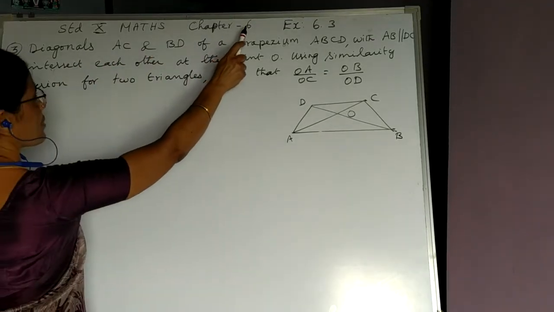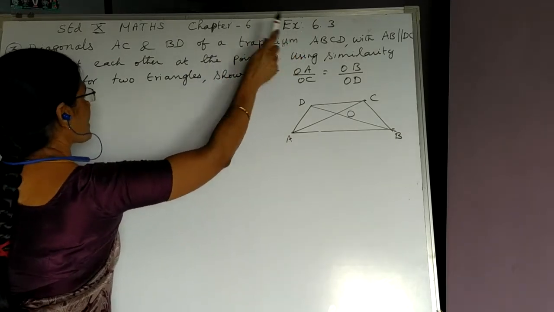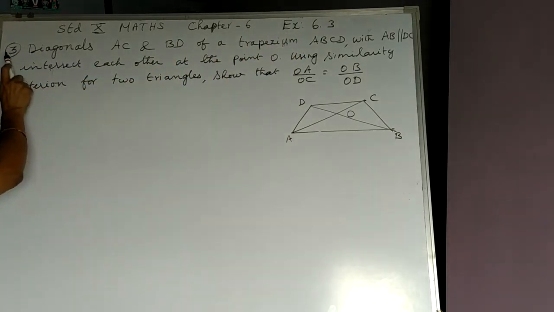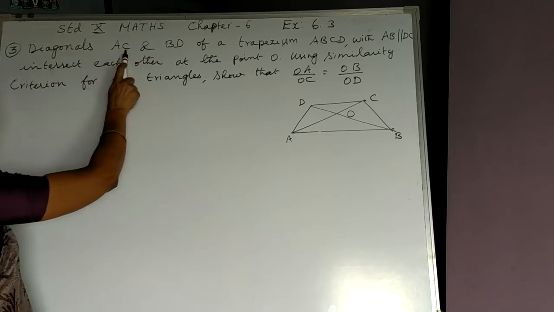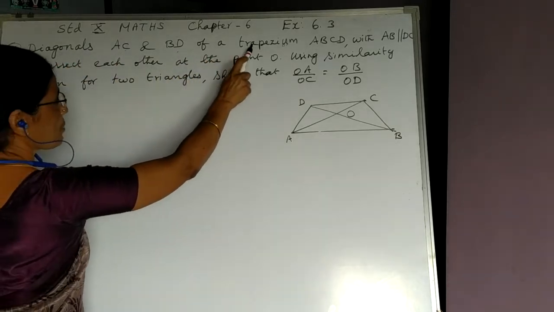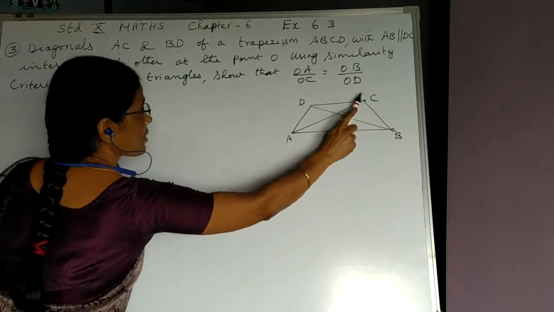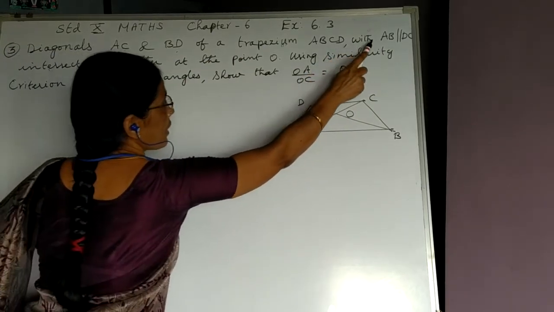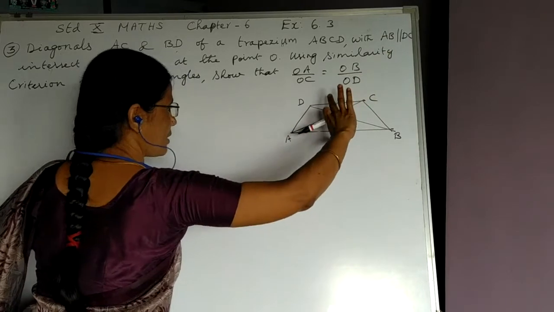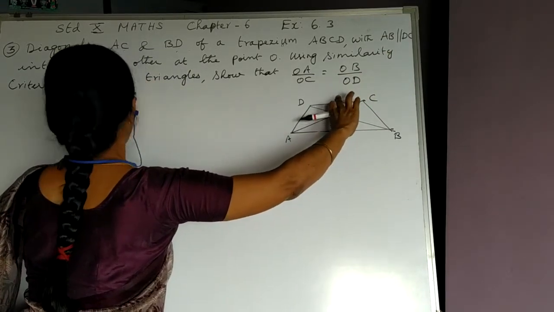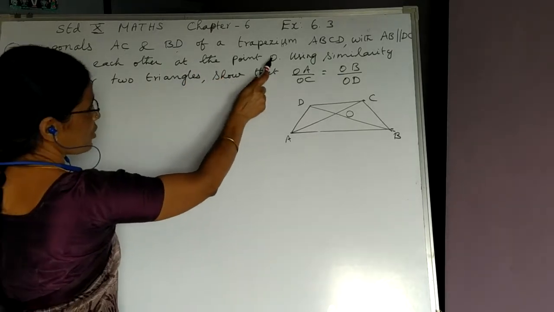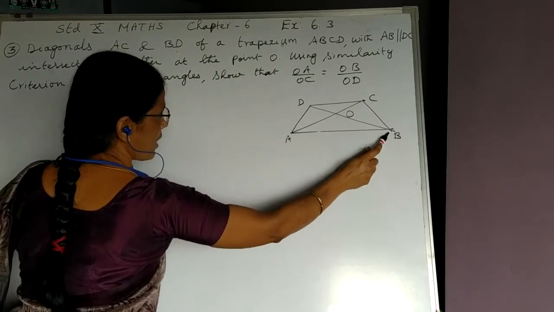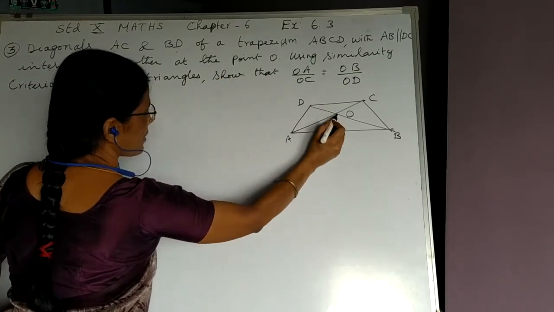We are continuing 6th chapter, exercise 6.3, question number 3. The question is, diagonals AC and BD of a trapezium. So ABCD is a trapezium with AB parallel to DC. These two sides are given parallel. And the diagonals AC and BD intersect each other at the point O.